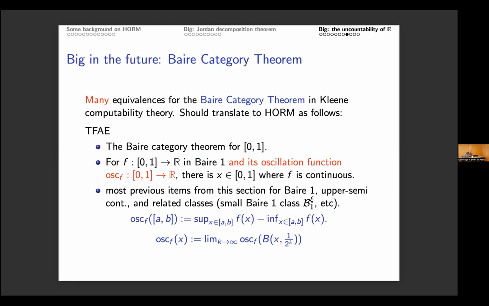What are oscillation functions? This goes back to Hankel again. So people were trying to give some sort of integrability criterion for the Riemann integral. And that's where the Lebesgue measure comes in. But Hankel tried to do it using this construct, the oscillation function. And so the Baire category theorem is equivalent to a Baire one function that comes with an oscillation function is continuous somewhere. And it's equivalent to everything I've been talking about, but for Baire one functions, or upper semi-continuous functions, or any small Baire one class.